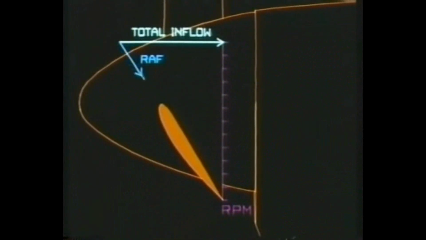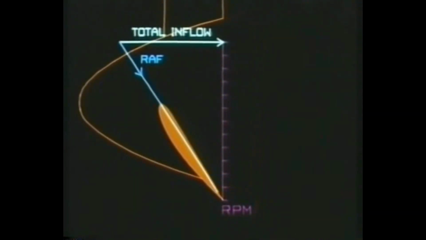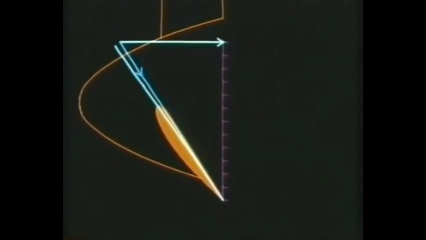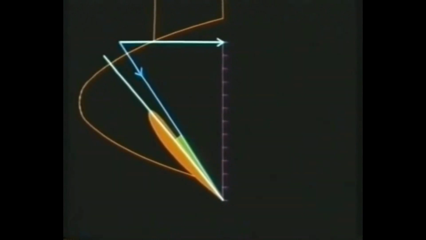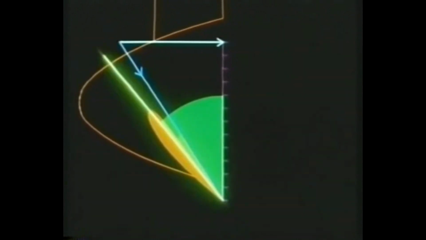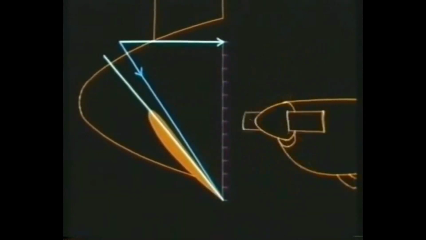Now the direction of the relative airflow can be plotted. But we know that to work effectively, aerofoils have to be set at a small angle of attack. The angle between the chord line and the plane of rotation is known as the blade angle or pitch of the propeller. The rotational velocity at the blade tip is faster than near the hub.